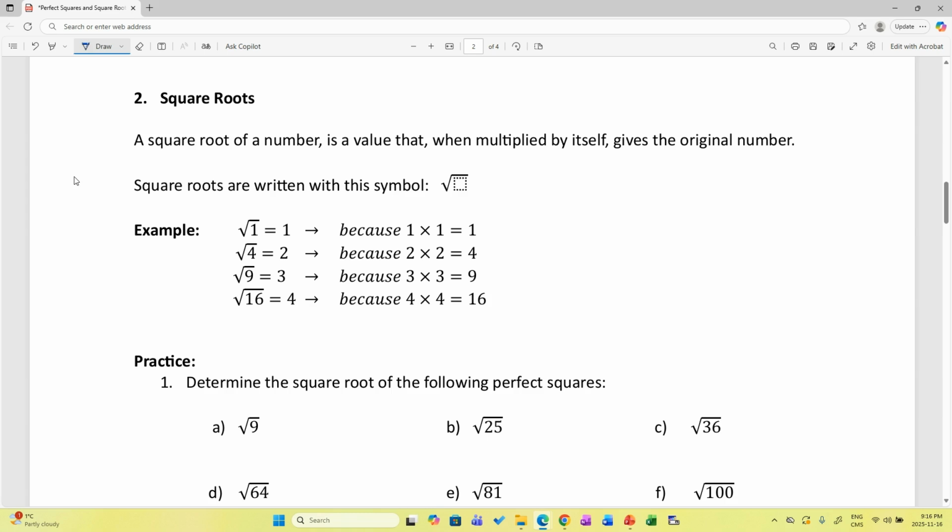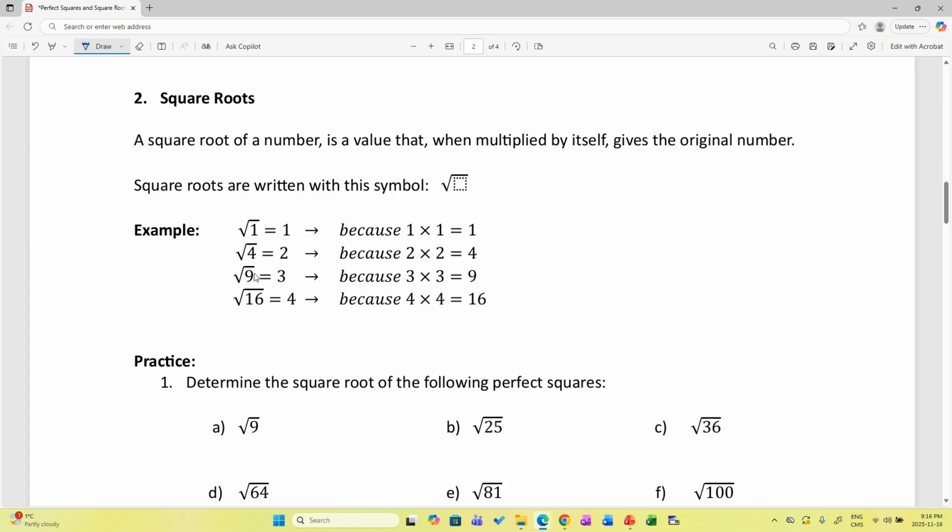Hi class, in this video I'm going to be talking about square roots, but more specifically the square roots of perfect squares. So the square root of a number is a value that when multiplied by itself gives the original number. So let's look at some examples here.